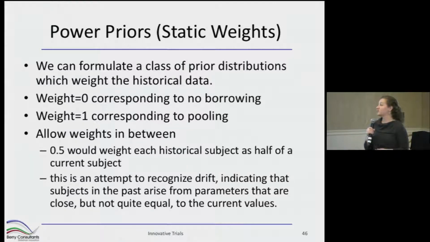So for example, you could assign a weight of 50%. What that means is each of those subjects in the historical data set essentially counts as half of a subject in the new trial. So you're kind of accounting for the fact that that historical data is potentially different in some way than your new population. This is an attempt to recognize the potential for drift in your population and account for the fact that subjects in the new trial might be a little bit different from subjects in the past trial, and so we're going to weight them a little bit differently.